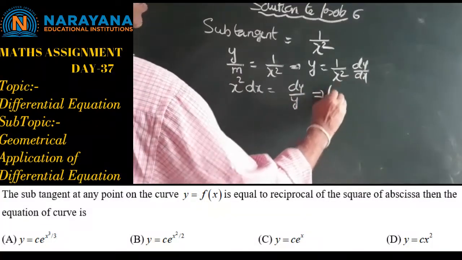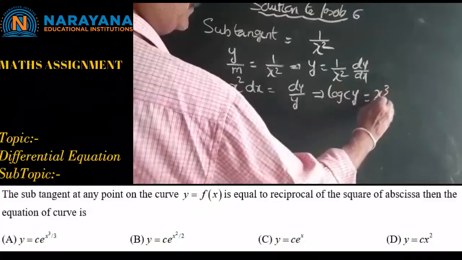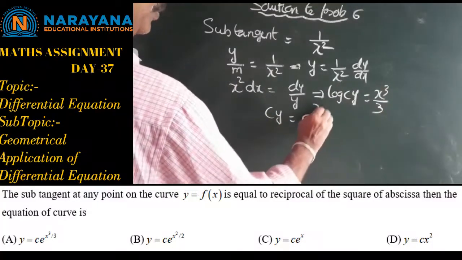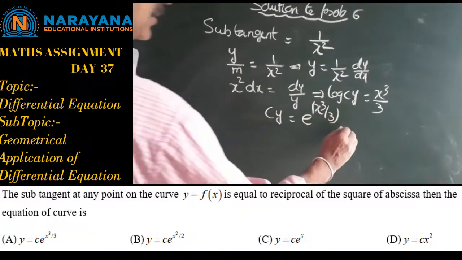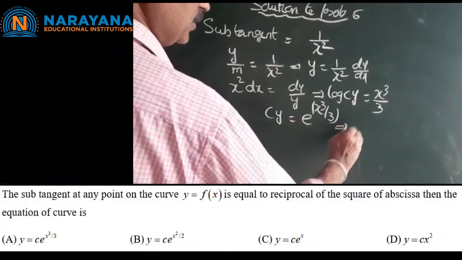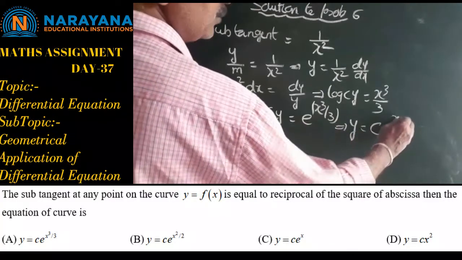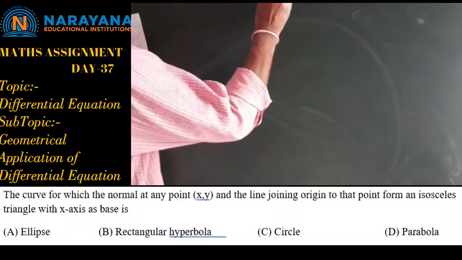Integrating, you can get log cy is equal to x cube by 3. So cy is equal to e power x cube by 3. If you write this c to that side, we can make this y is equal to capital C into e power x cube by 3. This is the solution to problem number 6.